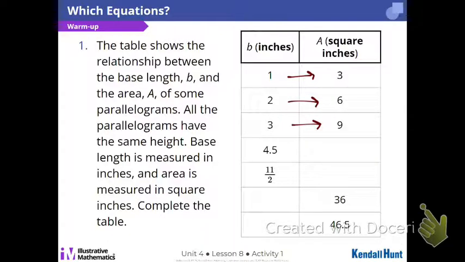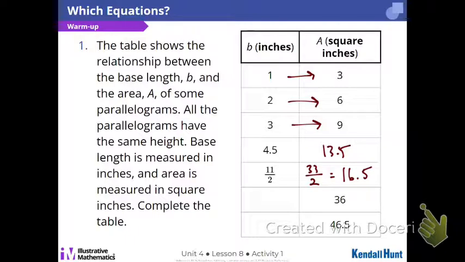4.5 would be 13.5. Times 3 is 13.5, and then times 3? Oh, the fraction didn't print in for us. So I got 33 halves, I just put in 3x, which would be 16.5. Okay, so times 3 to get left column to right column.